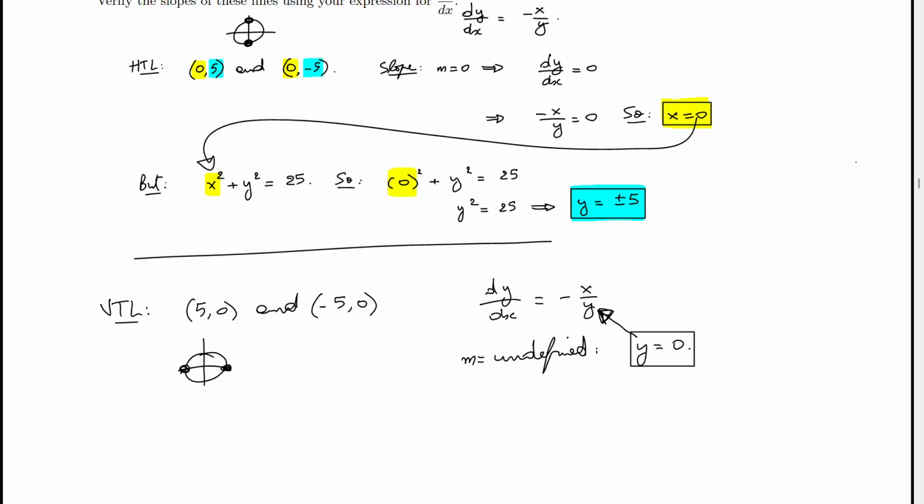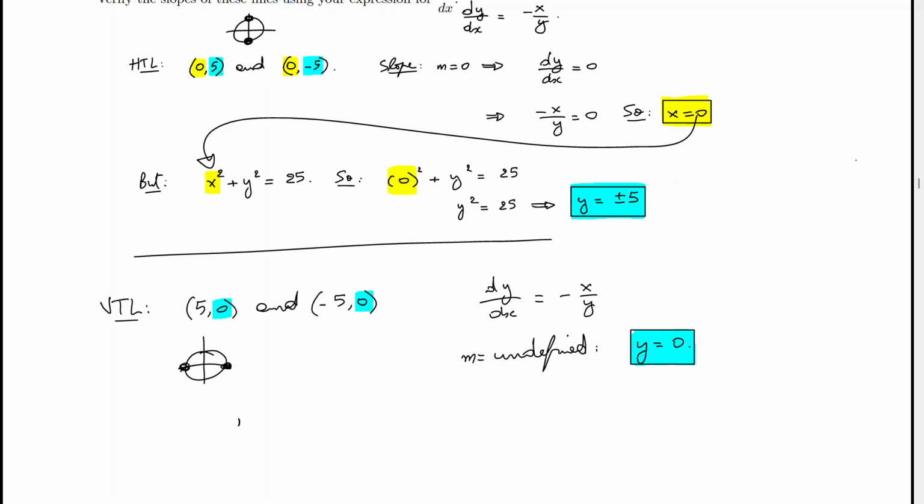Because that confirms that the location that we found is correct. The second coordinate in the point is 0. But how do we find the x? Well, we go back to the original equation, which was x squared plus y squared equals 25.